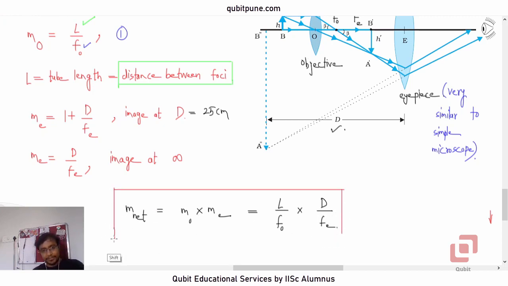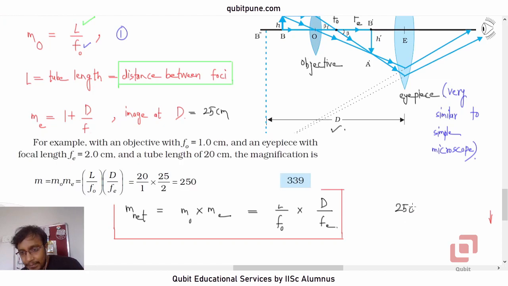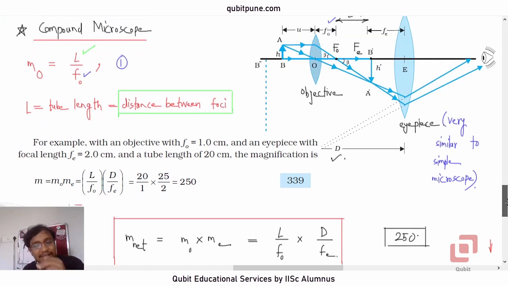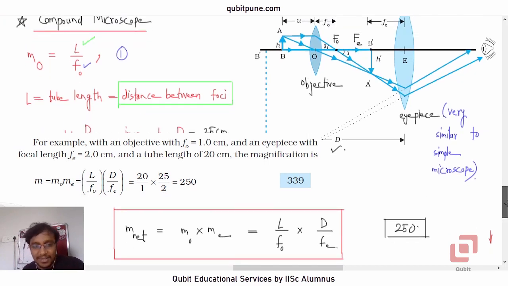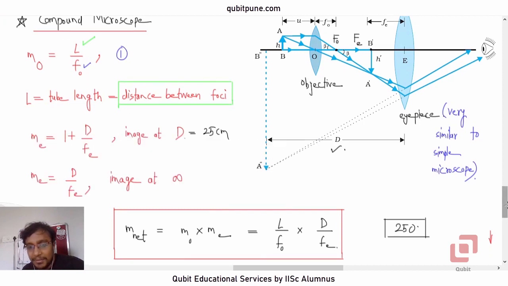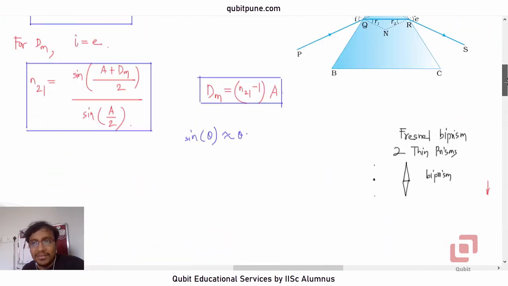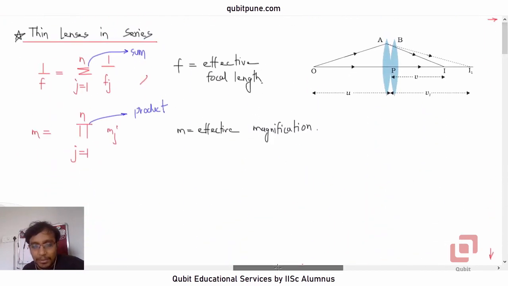Usually this net magnification is much greater than what it is for a simple microscope, right? In your book there is an example where they say the magnification is somewhere around 250. Yes, they have picked some values there.